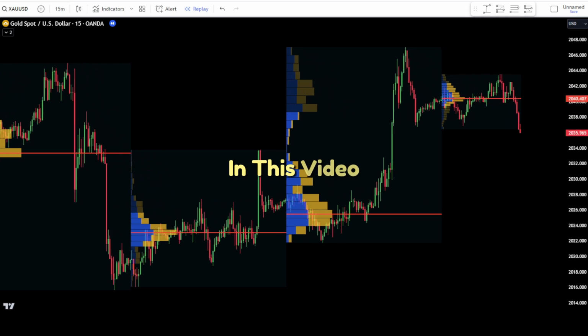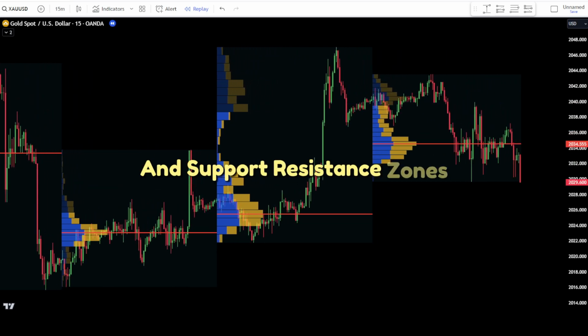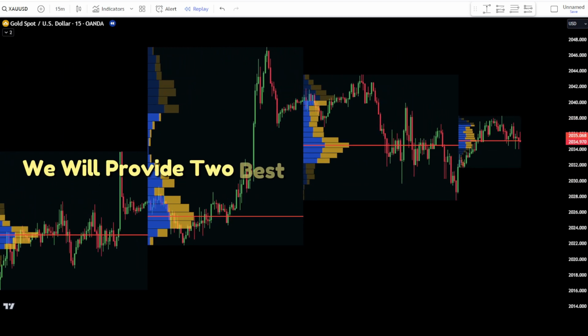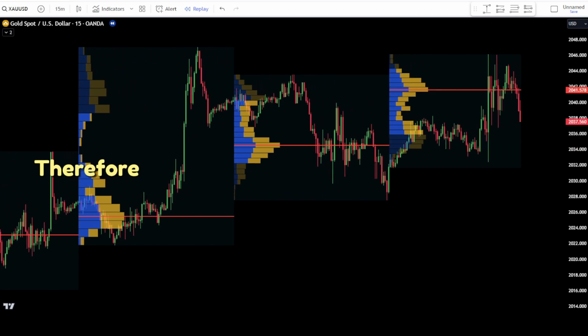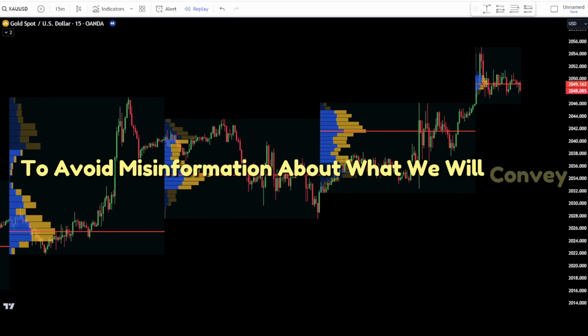In this video, we will discuss how to identify key level zones and support resistance zones using the session volume profile. We will provide two best methods that you can use when employing this trading strategy. Therefore, make sure to keep watching this video to avoid misinformation about what we will convey.